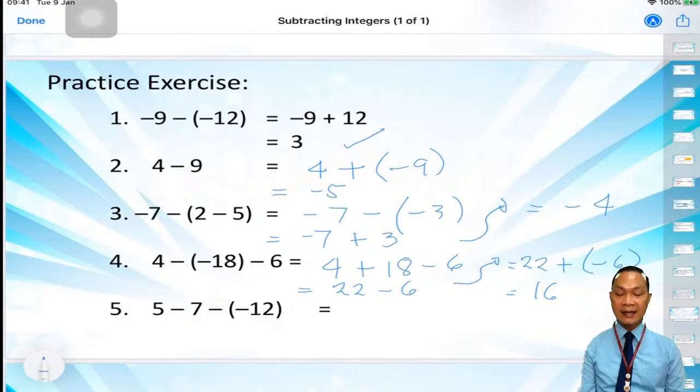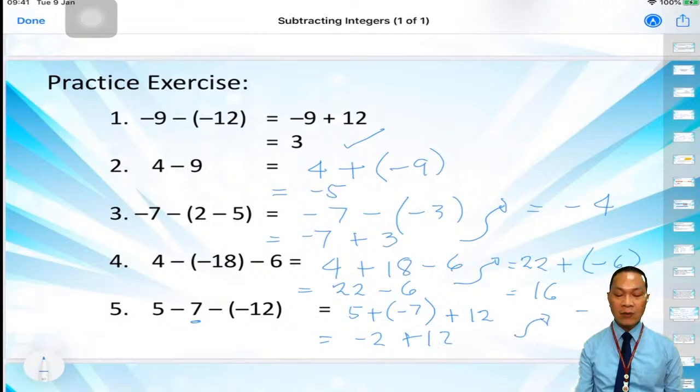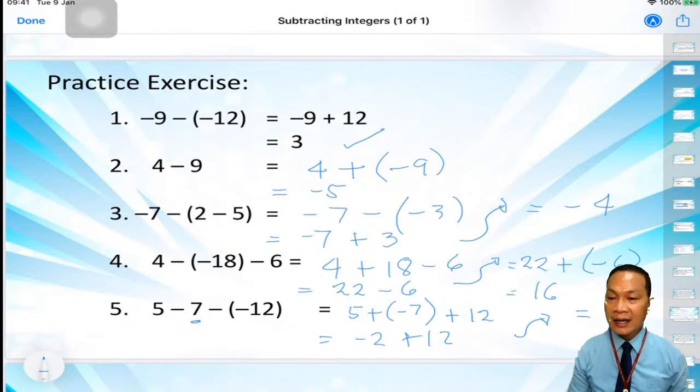Next, the last example. We have 5 minus 7 minus a negative 12. So the 7 here is positive. So we have to add the additive inverse of positive 7 and add the additive inverse of negative 12, which is 12. That is equal to 5 plus a negative 7 is negative 2, plus 12. The answer is equal to 10. Very good answers. 10.